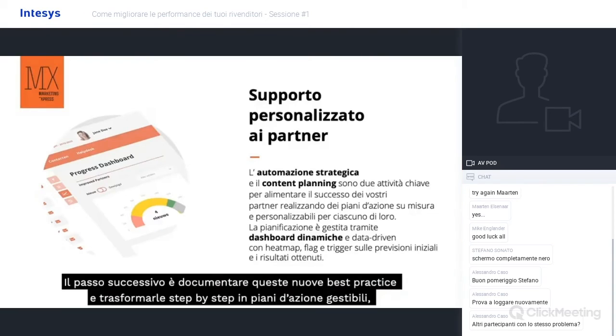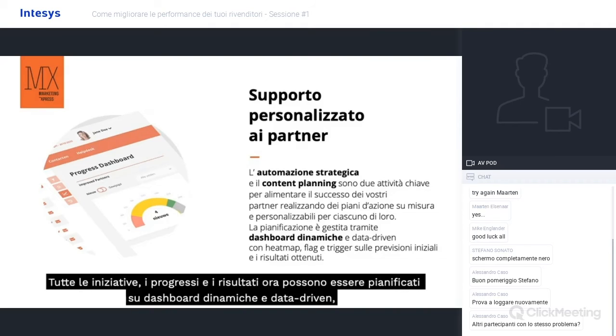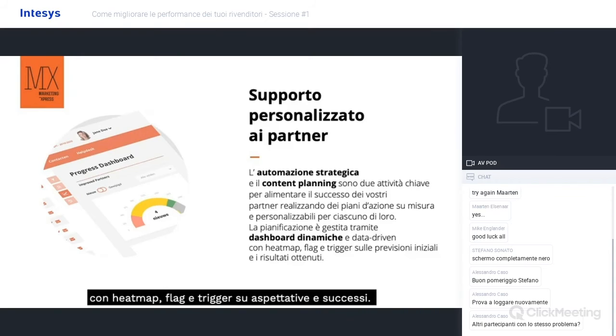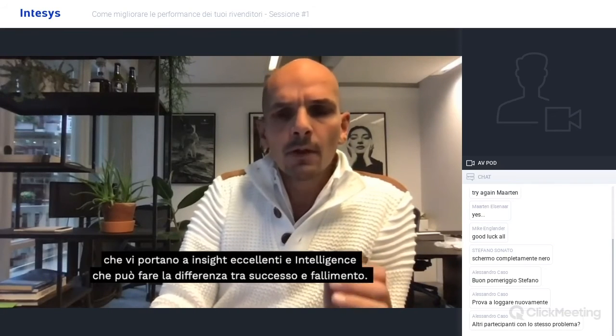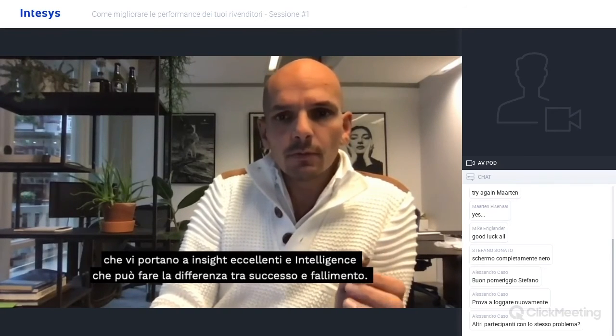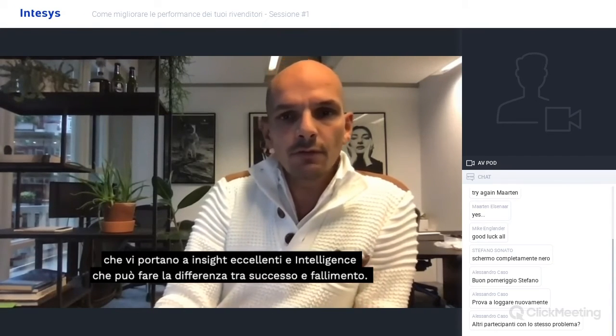Next step is to document these new best practices and transform them into manageable, individually tailored and customizable action plans. All initiatives, progress, and results can now be plotted on a dynamic and data-driven dashboard with heat maps and with flags and triggers on exceptions and successes. Remember, data presented in an appropriate way highlights good information which leads you to excellent insights and intelligence that make the difference between success and failure.